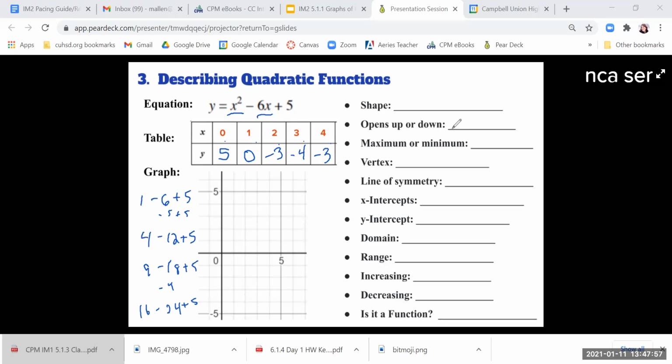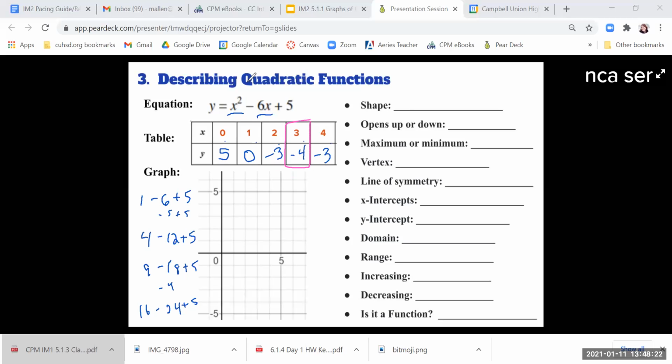So this table isn't actually balanced like our previous ones in the same way. But I do see a little hint of symmetry here. I see that we have -3 and -3. Do you see that? Like -3 and -3. So this makes me think that this is probably my vertex. Let's graph them and see what happens.